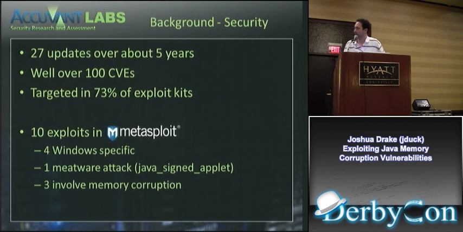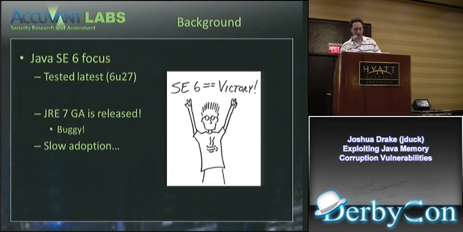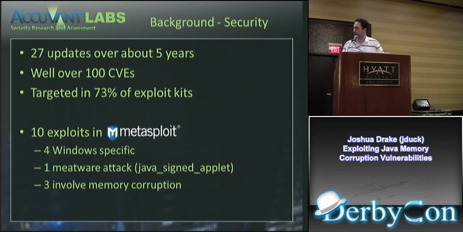6 had 27 updates. I think they're working on 29. There's a pre-release for 29 out now. But 5 years it's been out. Oh, by the way, this picture actually came from the blog post when they released 6. They were like, yay. But I thought it fit better in here for some reason. So overall, over 100 CVEs. I think if you search the CVE database, it's something like 147 CVEs just for JRE 6 alone.